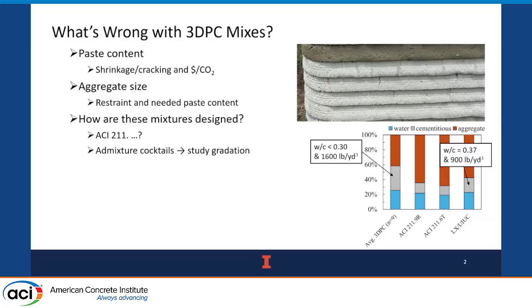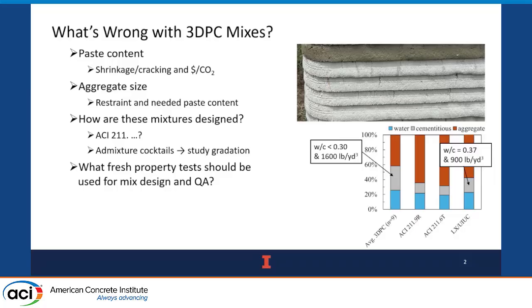And what you'll see a lot of the time in these research or lab studies is they get a lot of admixtures involved in their mixes, which are definitely essential in 3D printed concrete, I will admit that. But in our study and with LX Construction, we really used no admixtures. The focus for us was let's study gradation, let's see how we can tune gradation to get the most printable mix. And so that was our approach going in.